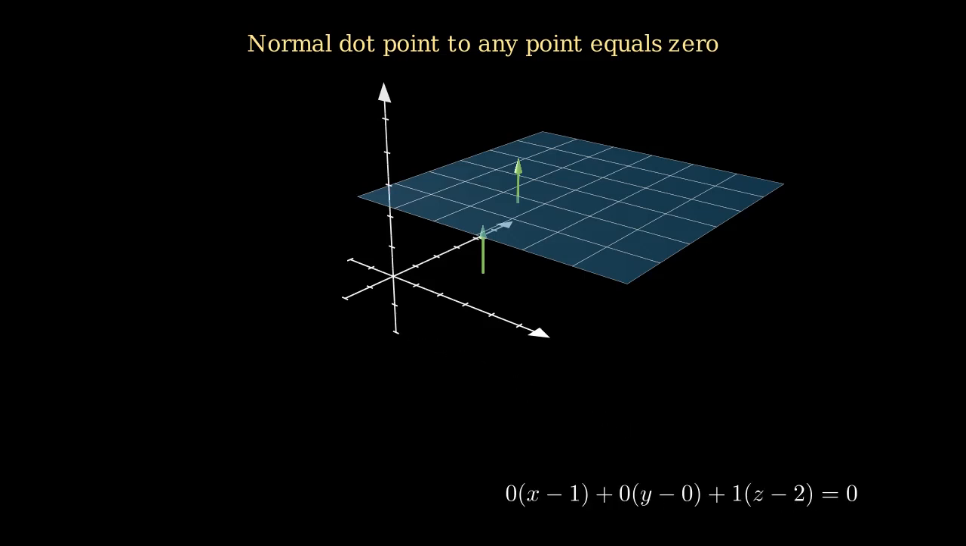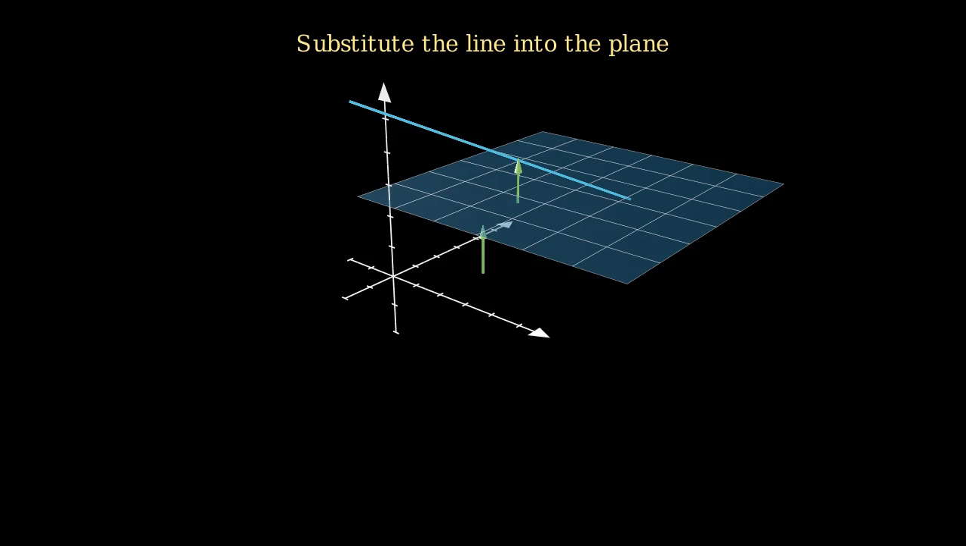That gives 0 times x minus 1 plus 0 times y minus 0 plus 1 times z minus 2 equals 0. Expanding that out, the 0 terms vanish, leaving simply z minus 2 equals 0. So in a x plus b y plus c z equals d form, this plane is 0x plus 0y plus 1z equals 2, or just z equals 2.